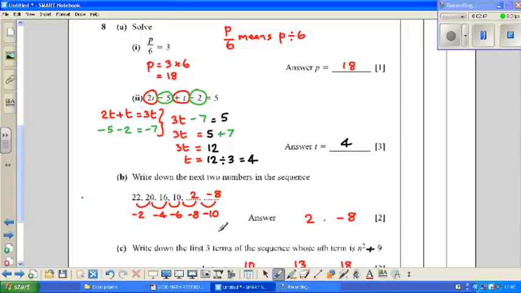Part B then, next two numbers in the sequence. Remember, you always have to do this little working out of what the difference is between each set of numbers in the sequence.